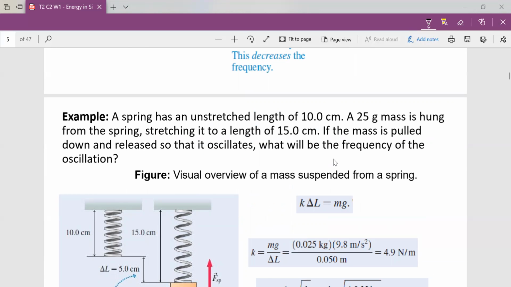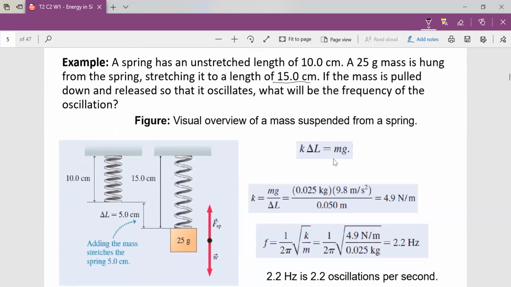A spring has an unstretched length of 10 cm. A 25-gram mass is hung from the spring, stretching it to a length of 15 cm. If the mass is pulled down and released so that it oscillates, what will be the frequency of the oscillation?